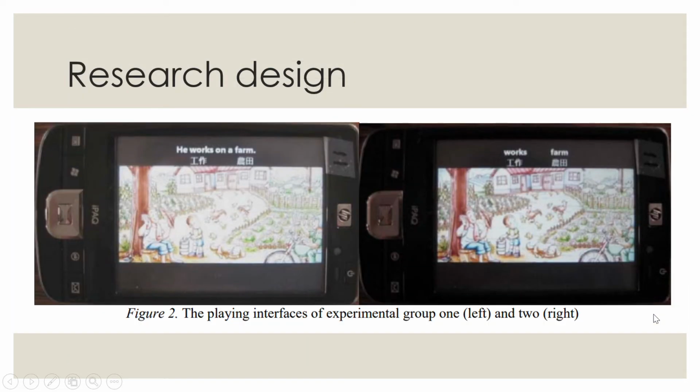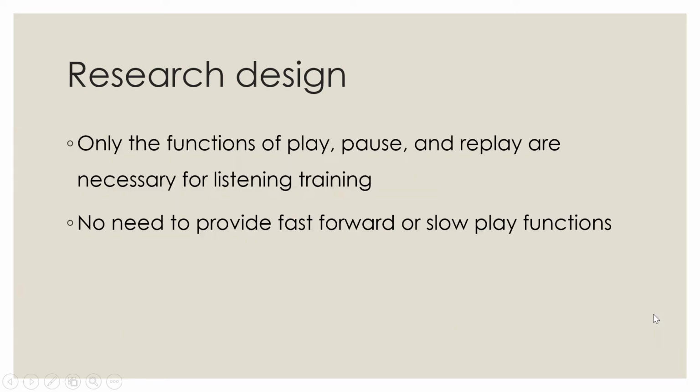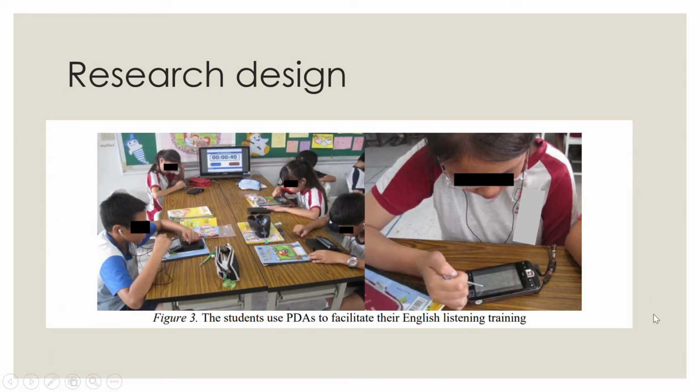Okay, so here's the difference between experimental group 1 and 2. The left one is experimental group 1. They have the full English sentence but only the target vocabulary in Chinese. And for group 2, they only have the target vocabulary without the whole sentence. And the researcher thinks that there's no need to provide fast forward or slow play functions in this research. Okay, so this is how the research was conducted.